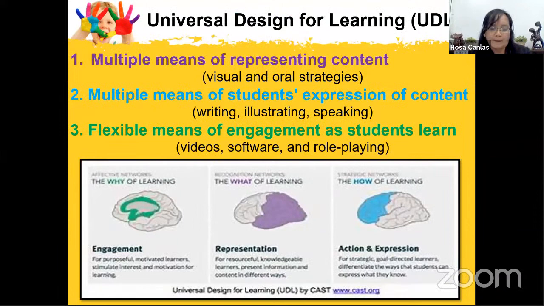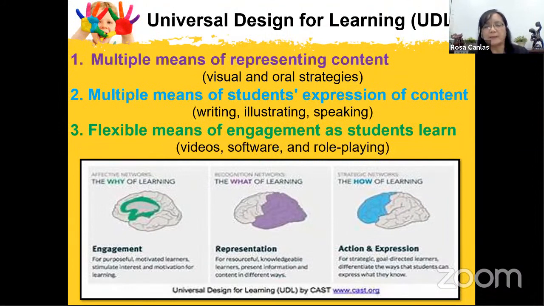Okay, so this is the UDL, or the Universal Design for Learning. We have the principles: multiple means of representing content, multiple means of students' expression of content, and also flexible means of engagement as students learn. The multiple means of presenting content involves visual and oral strategies that I'm going to present after this, and for the students' expression we have writing, illustrating, and speaking. The flexible means of engagement is through video, software, and role playing.